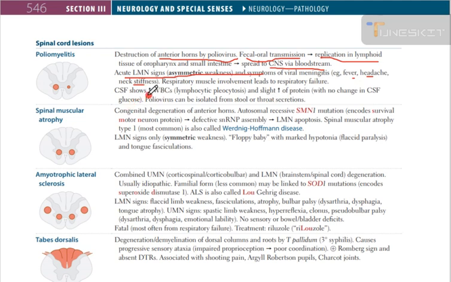CSF shows increased WBCs, lymphocytic pleocytosis, and a slight increase in protein with no change in CSF glucose. Poliovirus can be isolated from stool and throat secretions. Remember this, as you may get a question asking which diagnostic sample is most effective for diagnosing poliomyelitis: stool and throat secretions.